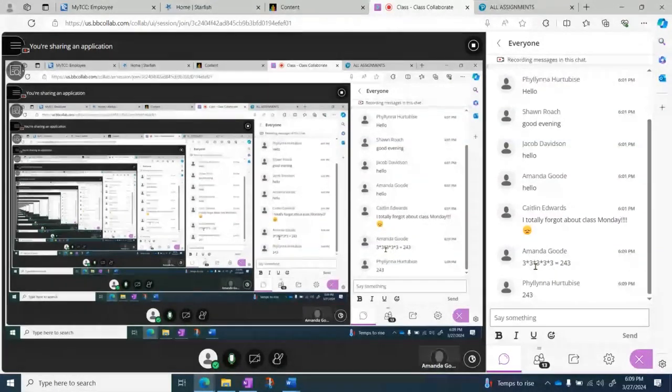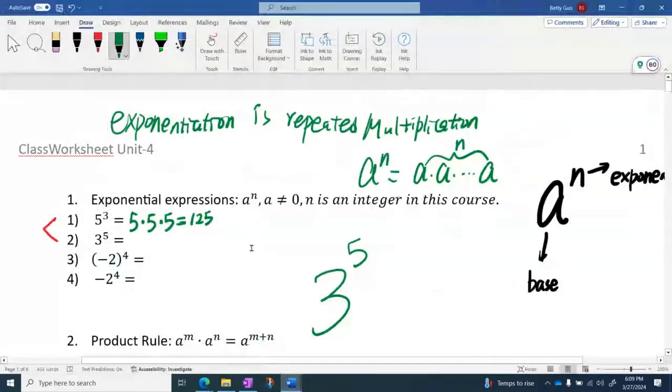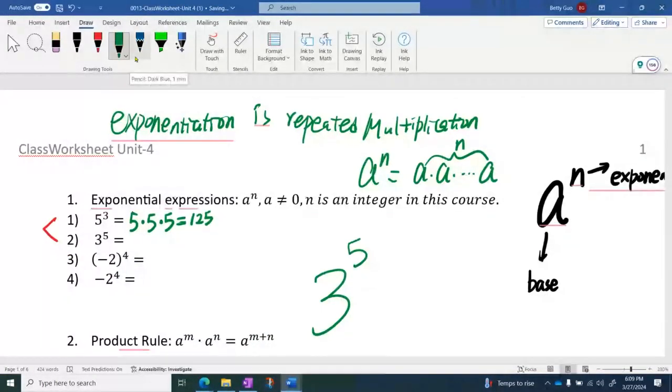Yeah, 3 times 3 times 3 times 3 times 3. 5 threes multiplied together is 243. Very good. This time, in question number 2, the base is 3, the exponent is 5. So we use the base 3 repeatedly in the multiplication. How many times depends on the exponent: 5 times in this case. And use your calculator, 243. Very good.